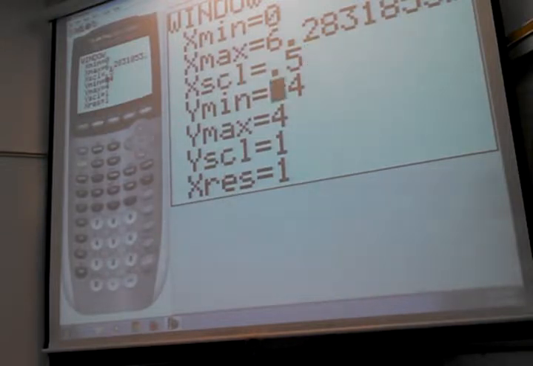Considering that one of these is cosine of 2x, what's the highest and lowest that could possibly be? What's the highest and lowest cosine of anything could be? Negative 1 to 1. So don't freak out about the 2x inside. That just pushes it in; cosine 2x will make the period a little less, it doesn't make it go up. So then maybe I want to make my y min and y max negative 1.5 and 1, just to zoom in a little bit.